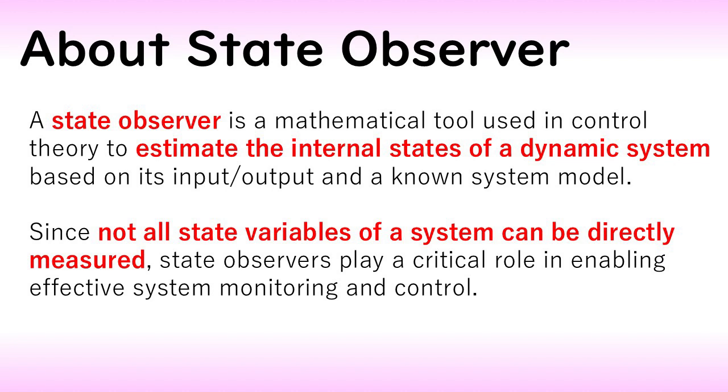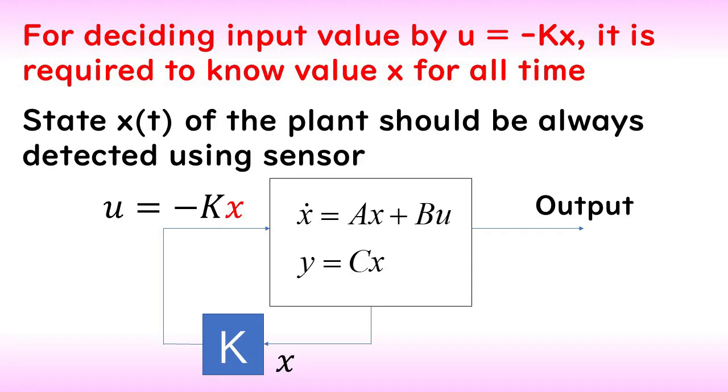State observer is a mathematical tool used in control theory to estimate the internal state of the dynamical system. A state observer consists of input and output and a known system model. Since not all state variables of a system can be directly measured, state observers play a critical role in control systems. For deciding input value by u equal minus Kx, it is required to know all values of x.